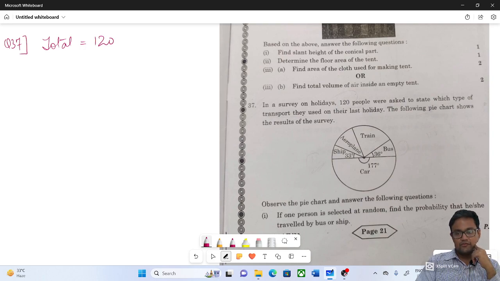The following pie chart shows the results of the survey. If one person is selected at random, find the probability that he or she travelled by bus or ship. Probability by bus or ship. So, what is the percentage for ship, children? 33% for ship and 36% for bus, right? So, and what is the total central angle, complete angle, that is 360 degrees, right?